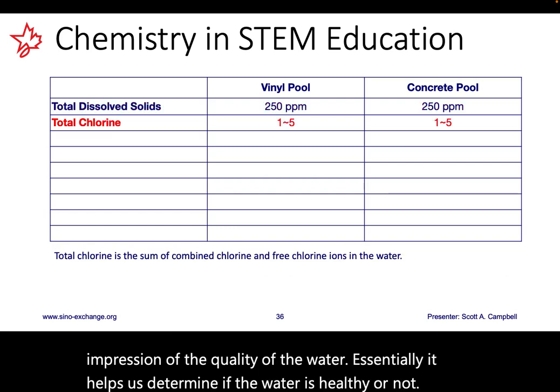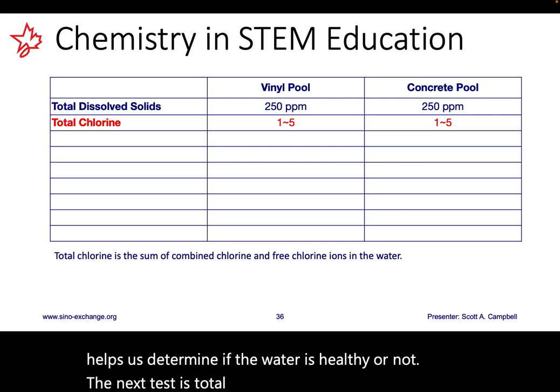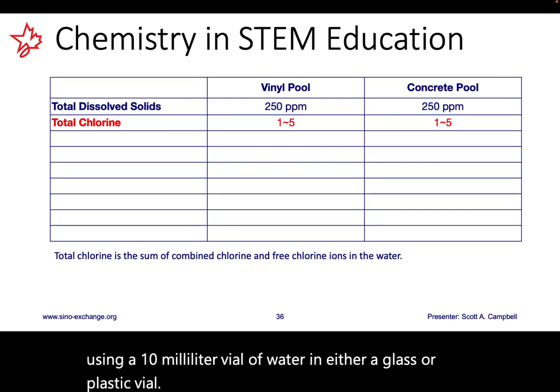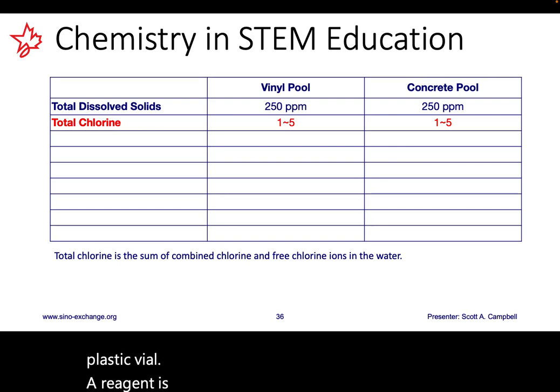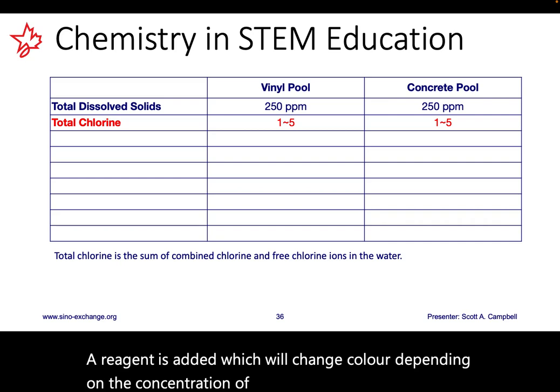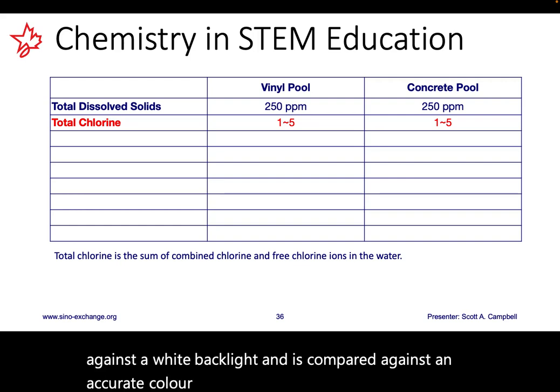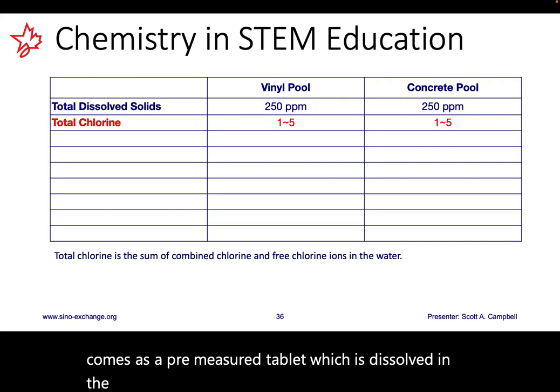The next test is total chlorine. This test is typically done using a 10 milliliter vial of water in either a glass or plastic vial. A reagent is added, which will change color depending on the concentration of chlorine. That sample is then held against a white backlight and is compared against an accurate color chart. With BioGuard, this reagent comes as a pre-measured tablet, which is dissolved in the sample. This ensures the addition of the reagent is perfectly measured every time.